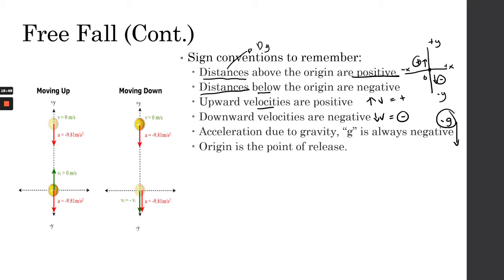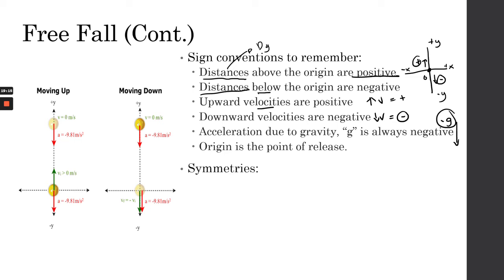Origin is the point of release, so the origin on your Cartesian system will always be the point of release. For example, a rocket going up, or someone releasing a coin from the top of a tower. That release of the coin is the origin. Always treat that as your origin, so when you solve problems, you won't get lost.